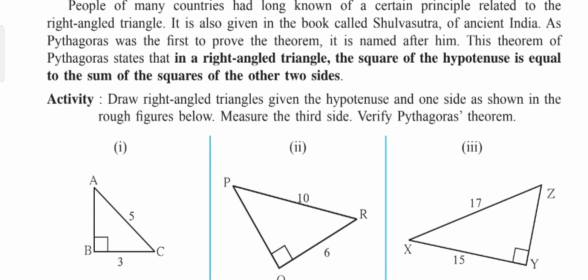Now let us study in detail more about what Pythagoras has said. People of many countries had long known of certain principles related to the right-angled triangle. These principles about the right-angled triangle are also given in the book called Shulva Sutra of ancient India. Ancient means olden times.